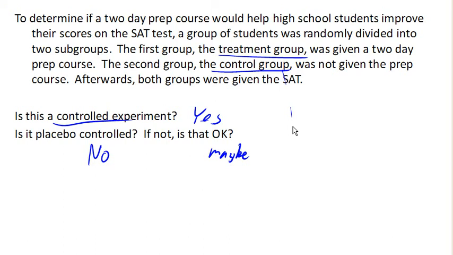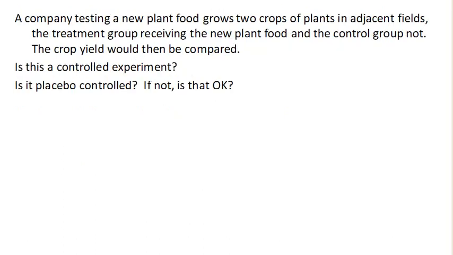So suppose a company is testing a new plant food, and they grow 2 crops of plants in adjacent fields. The treatment group receives the new plant food, and the control group does not. The crop yield would then be compared. Is this a controlled experiment? Yeah, because they have the two groups, and they are controlling for every other factor. So by putting them right next to each other, they should be very similar to each other. They should get the same weather, and in every other way be comparable. Is this placebo-controlled? No. If not, is that okay? Yes, though they should probably get whatever plant food they were getting before.